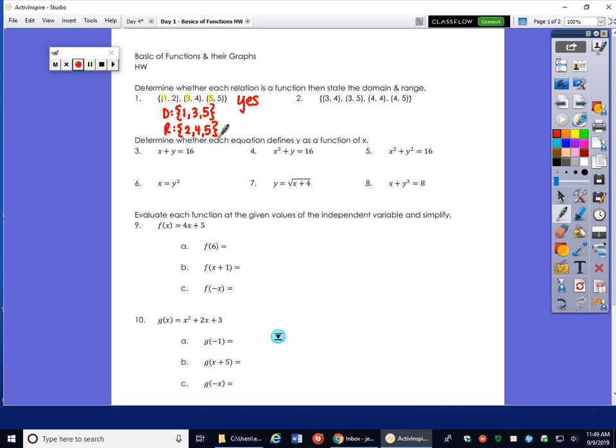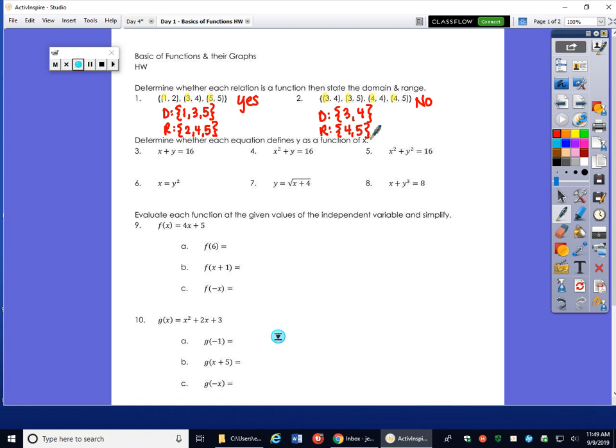Number 2, if you look at the x values, you have a 3, a 3, a 4, and a 4. We definitely have repeaters, so this is not a function. Our domain is going to be 3 and 4. You do not have to write them duplicated. And then our range is going to be 4 and 5. Again, you don't have to duplicate.